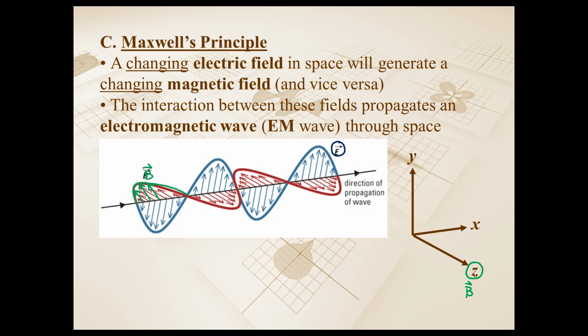Well, what happens if you have a changing magnetic field? A changing magnetic field will, according to Maxwell's principle, also produce a changing electric field. So we also have a changing electric field.